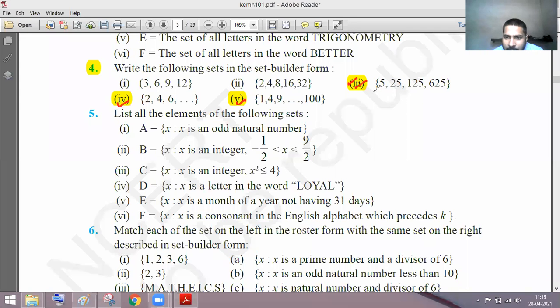Shruti, tell me the answer for question number third. A is equal to curly bracket x such that x is equal to 5 raised to n, n belongs to natural number and n is smaller than or equal to 4.